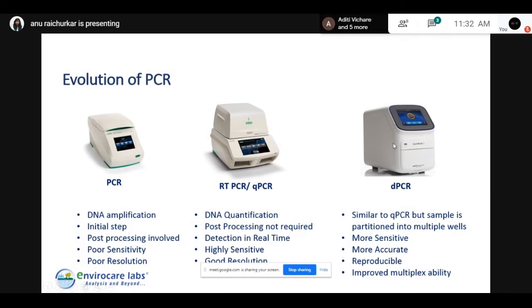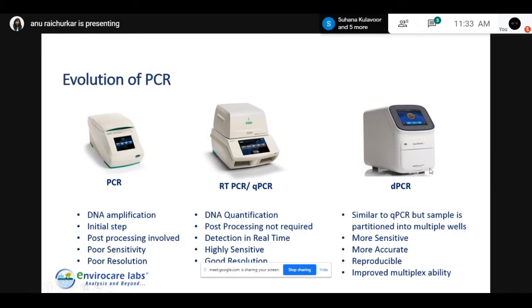Now, something that has evolved very recently is something called dPCR. I don't know whether you're aware or not, but dPCR stands for digital PCR. Now, the principle and everything is the same as RT-PCR. Here also we are going to use probes and dyes and everything. The only difference is how we run the samples.